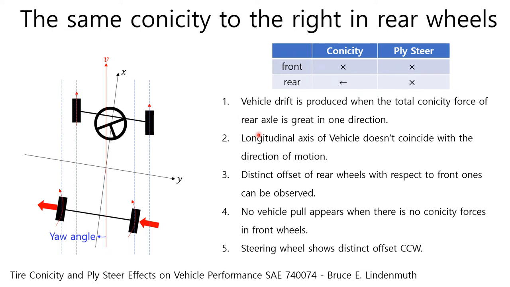A vehicle drift is produced when the total conicity force of the rear axle is in one direction. The longitudinal axis of the vehicle doesn't coincide with the direction of vehicle motion. A distinct offset of the rear wheels with respect to the front ones can be observed. No vehicle pull appears when there is no conicity force in the front wheels. The steering wheel shows a distinct offset counterclockwise.